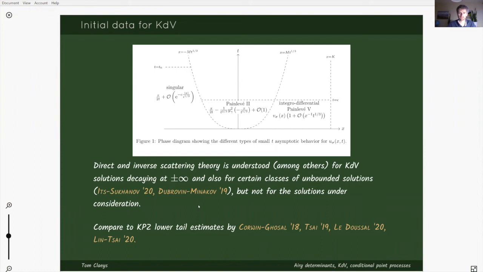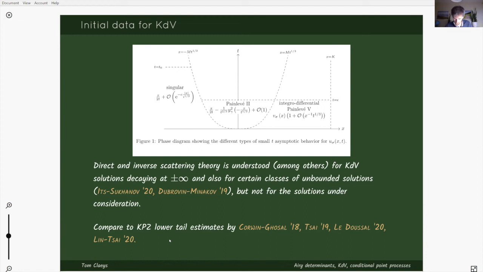So these initial data are interesting not only because the KdV equation is a well known equation and an equation that people study, but also in view of the KPZ equation. The initial data for the KdV solution, in fact, imply lower tail estimates for the distribution of the KPZ equation. You have to do some work, it's not a direct consequence, but because of these initial data, we were able to refine the lower tail estimates for KPZ that had been obtained earlier. So this is also worth mentioning.